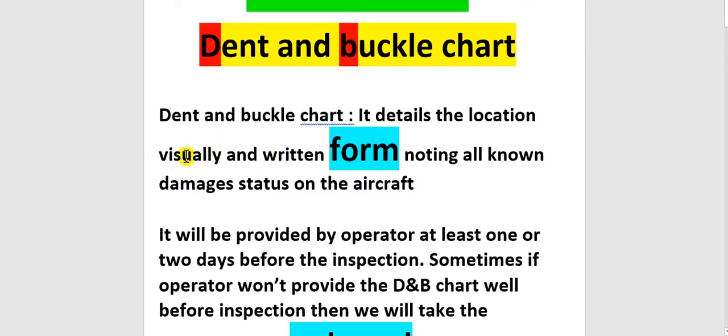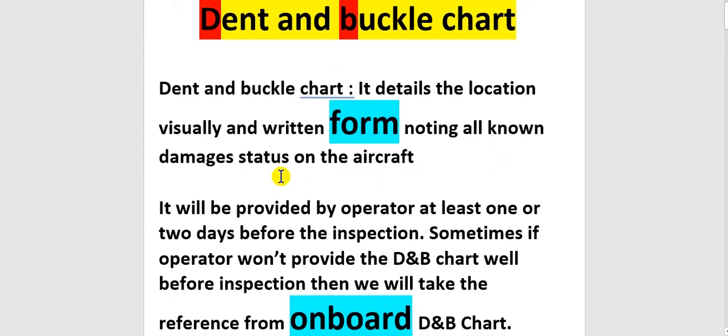What does it mean visually? In the chart, the chart is a picture of the area of the dent. The right side of the fuselage, left side of the fuselage, or the wing, left wing, right wing, engines, and so on. This may be in the figure or chart, and also you can take a picture. It's okay, it's a photo, and written. Here written means you will write where the damage is, the type of damage, and the dimensions, okay? And all of this goes in the form, noting all known damage status on the aircraft.